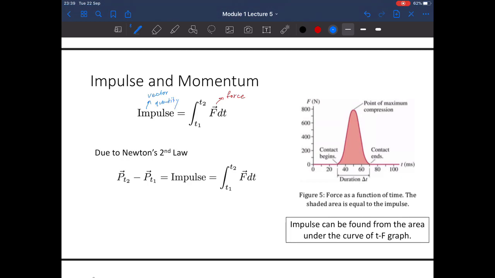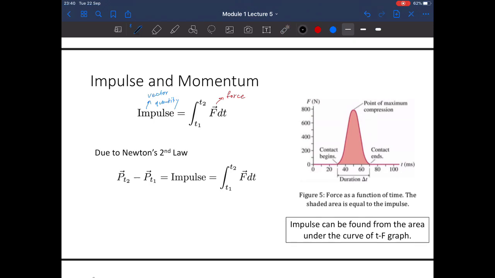So you need both the magnitude and the direction when you talk about impulse. Now, why do we care about this integral at all? Because if you think about Newton's second law, integral of F dt from t1 to t2 must be equal to the difference in the momentum from t1 to t2.